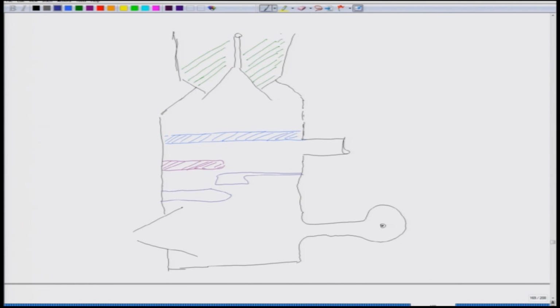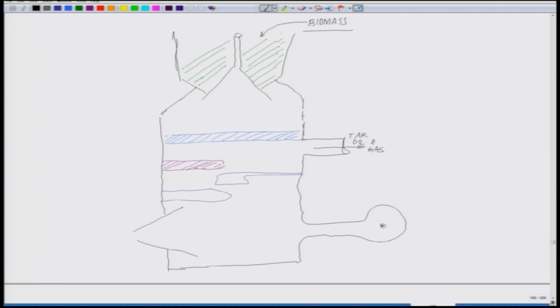Okay. So, now this is the top, what you see, this is where you feed the biomass. This is the biomass feeder. Now this orifice you see out here is from where the tar, oil and gas come out. This is the outlet.